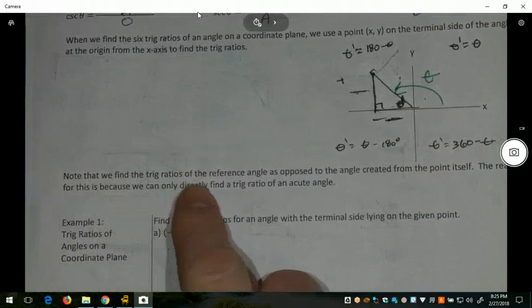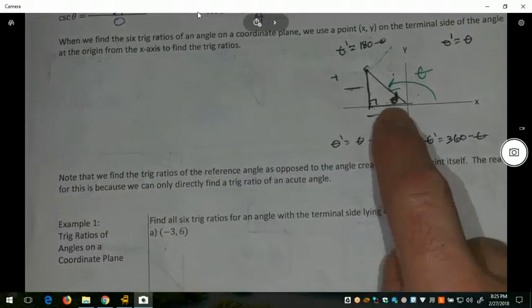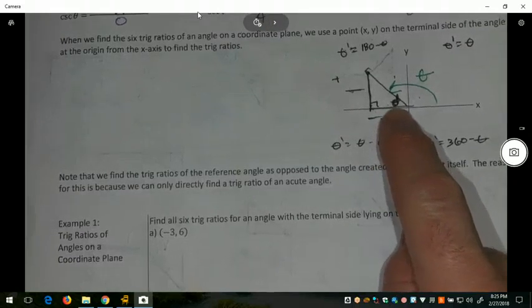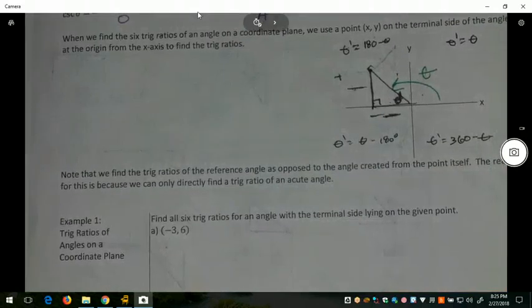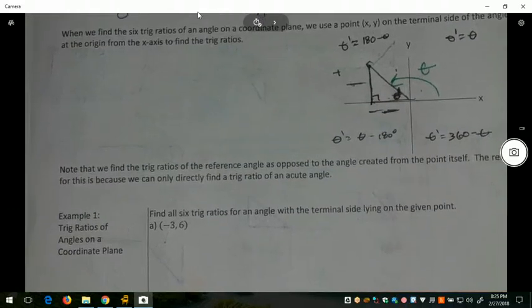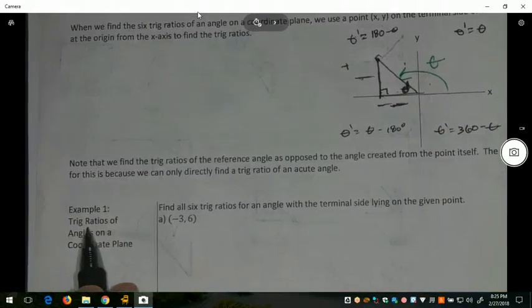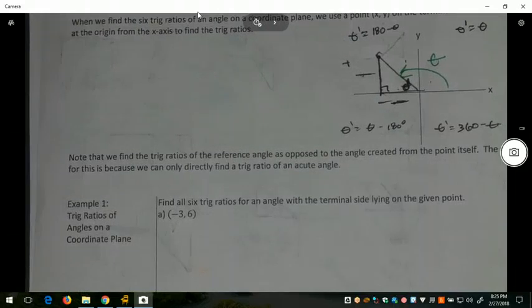Note that we find trig values of the reference angle as opposed to the angle created by the point itself, because we're looking at acute angles. We're using SOHCAHTOA, right triangle trigonometry, but our actual angle is not necessarily an acute angle inside a right triangle. So we're solving for the reference angle when we do this. You already know in example 1 how to find all trig ratios, so that's not bad. Example 2, which will be the next video clip, will show you how to find the angle.